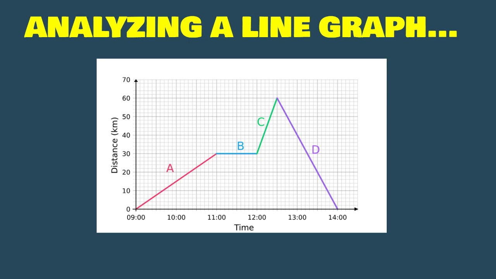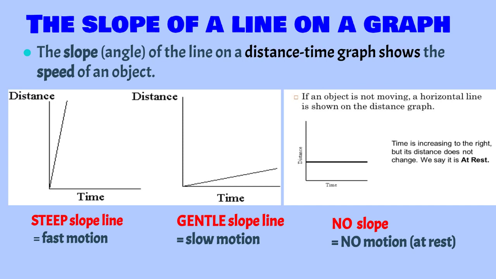So let's say we have a line graph. What information can we get from it? The slope of the line on the graph, okay, is going to be your speed. If we have a really steep line, that means it's traveling a large distance in a very short period of time, so that means that we have a high speed. If it takes a long time to go a short distance, well, that's going to be a low speed. So the steeper it is, the faster.